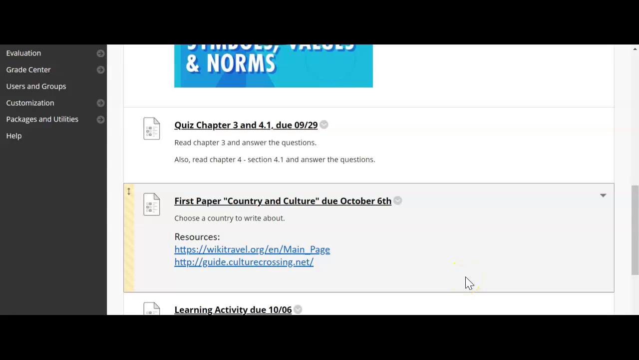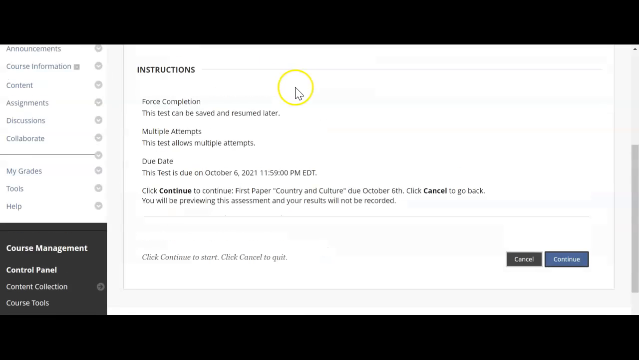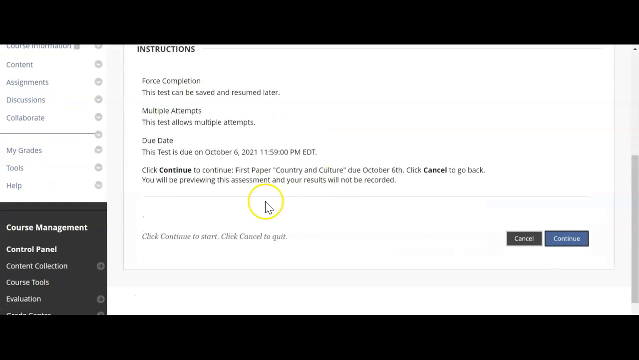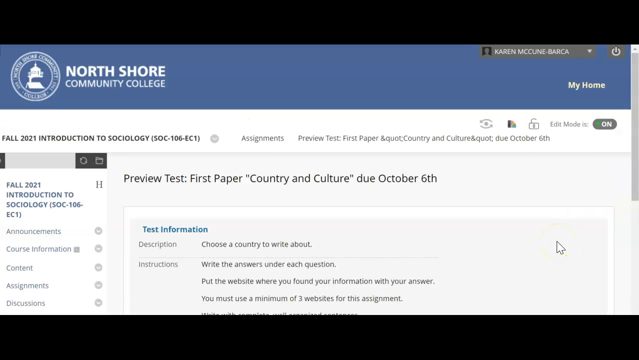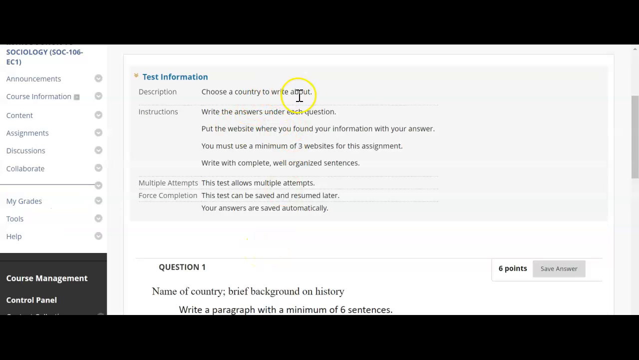Hi, students. So, your country and culture assignment is due Wednesday night at midnight. Let's just review the directions a little bit. All right, you open it up. Please remember you're choosing a country to write about, not a state, not a city, a country.